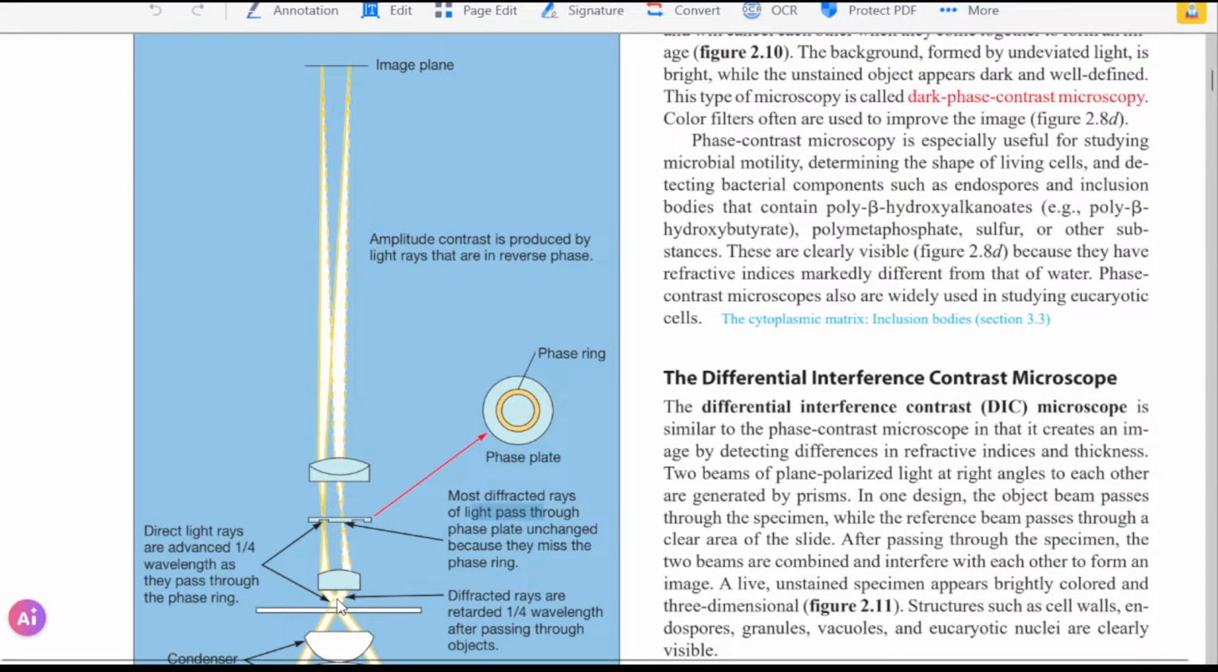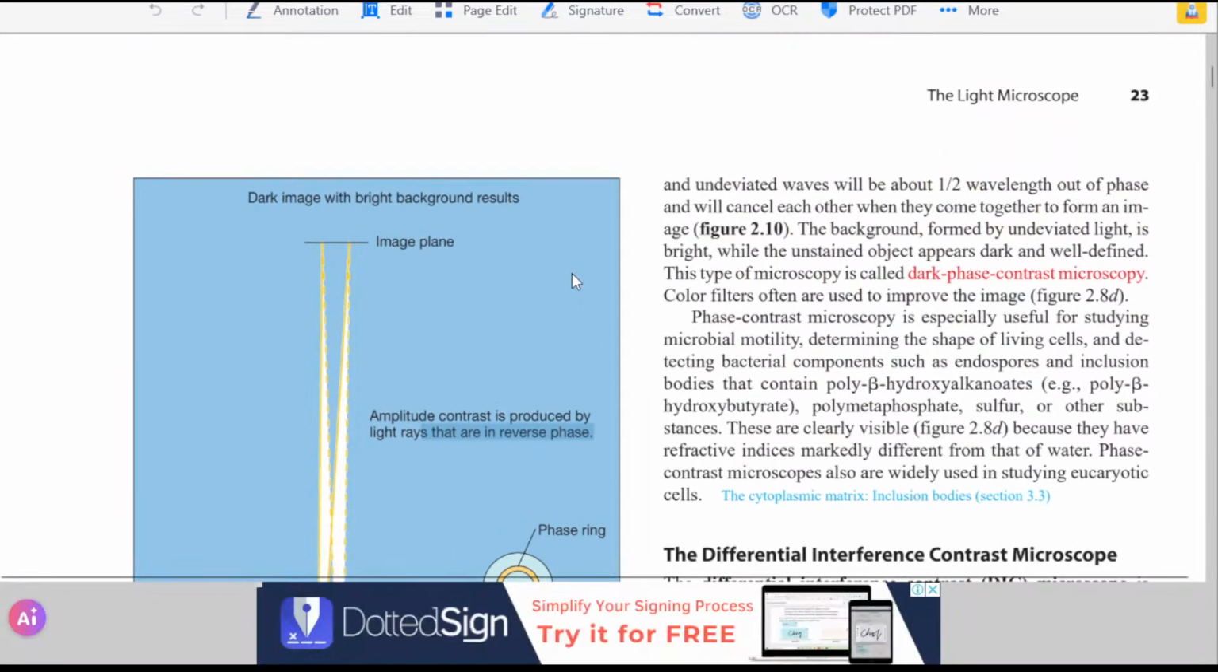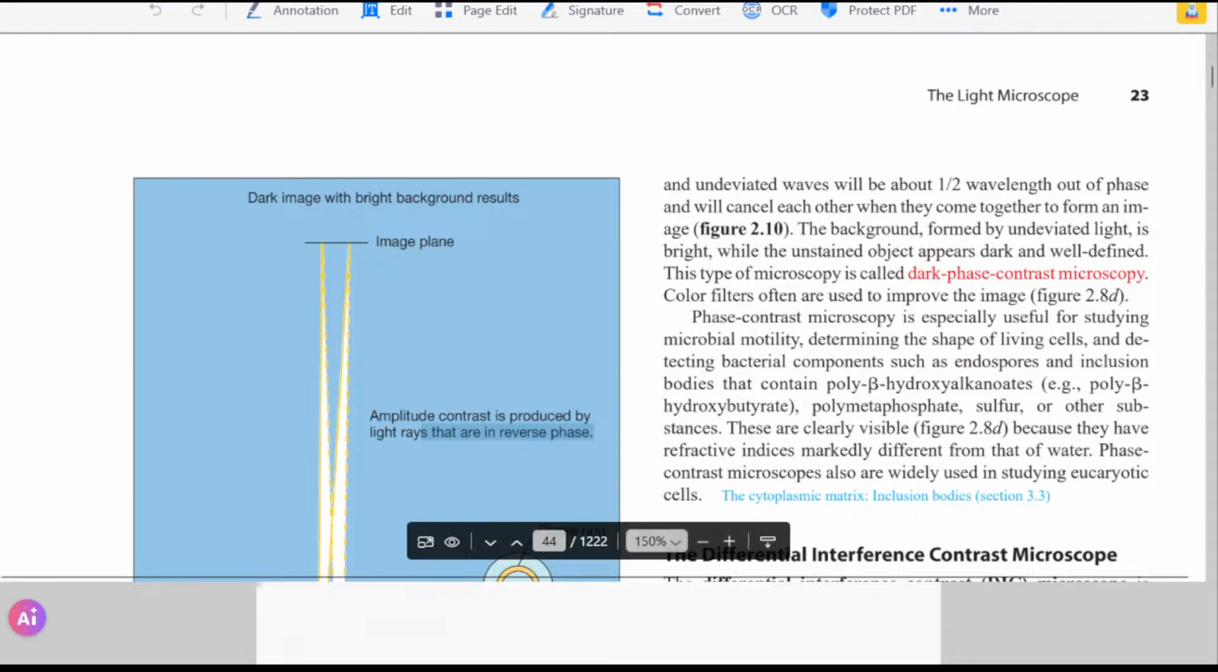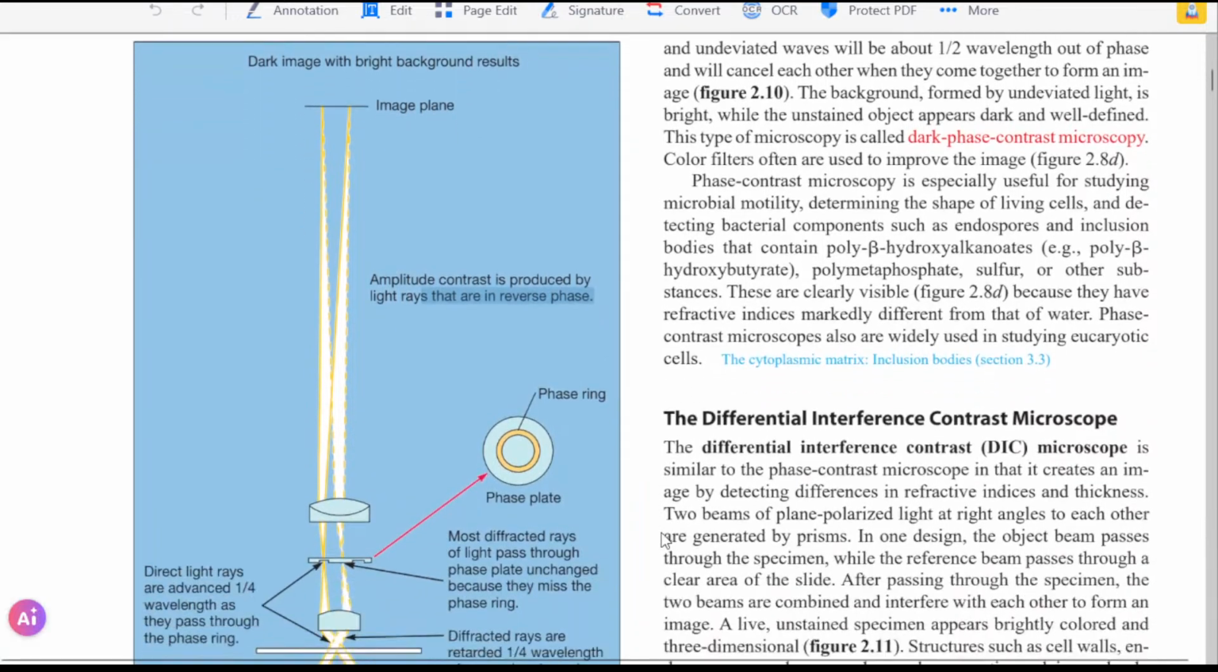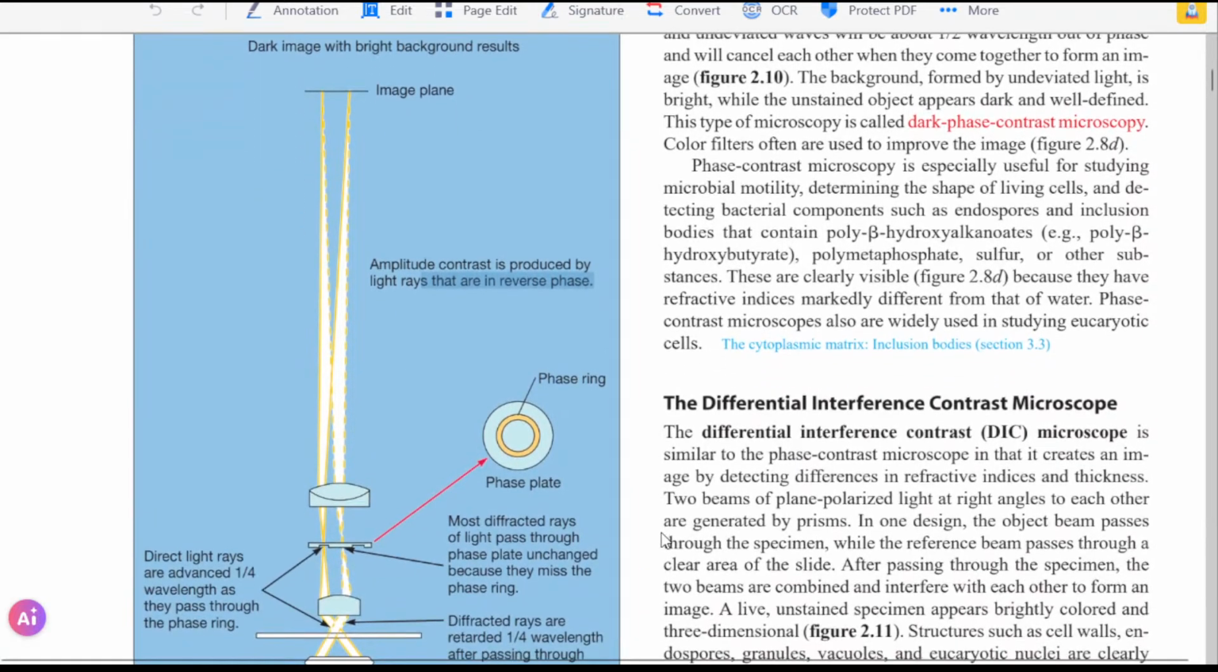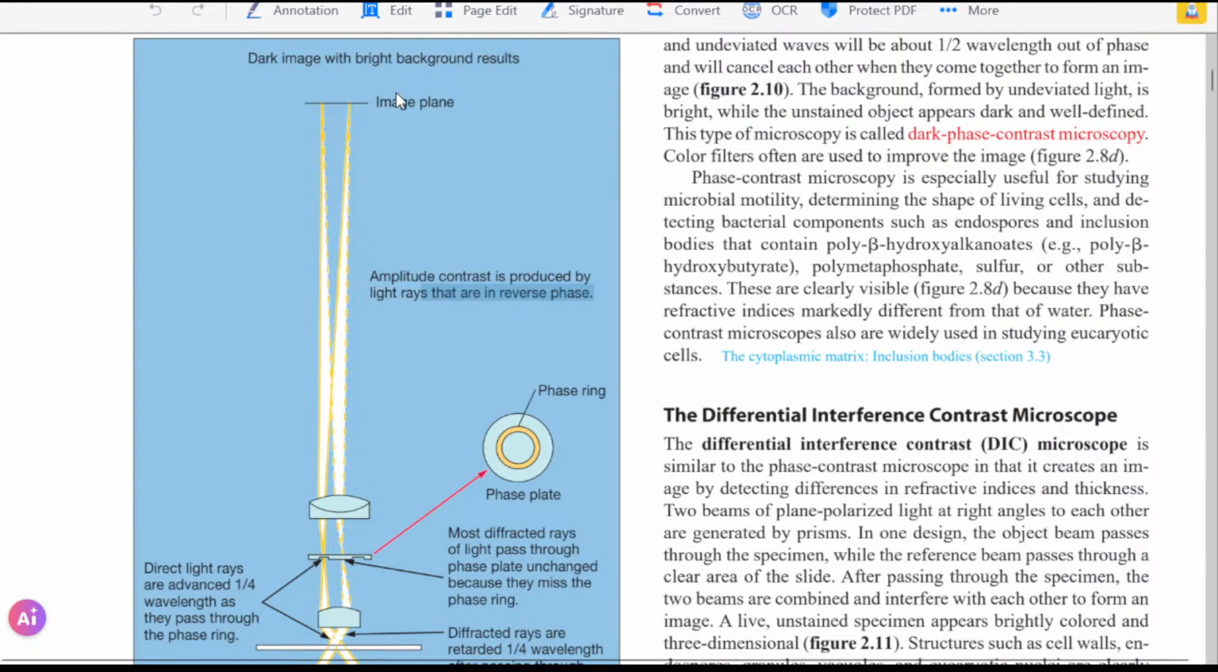Oh, so this is the diffracted ray, and they are changed by 1/4 of their wavelength. And when they are passing through, this is the phase ring. Here and here are two rings, but the diffracted rays miss it. Then what happens? Amplitude contrast is produced by the light rays that are in reverse phase, giving a dark image with a brighter background.